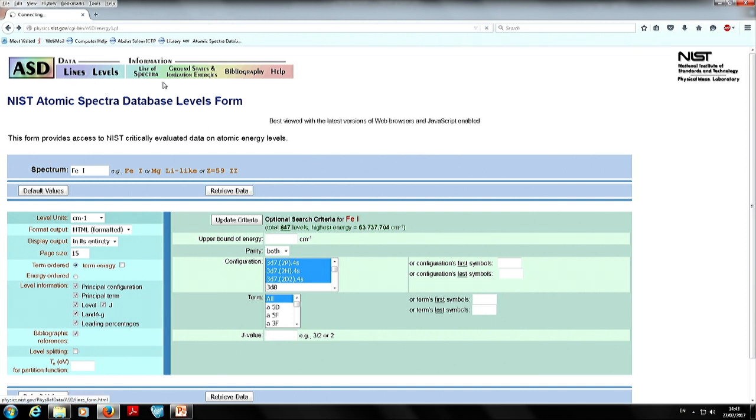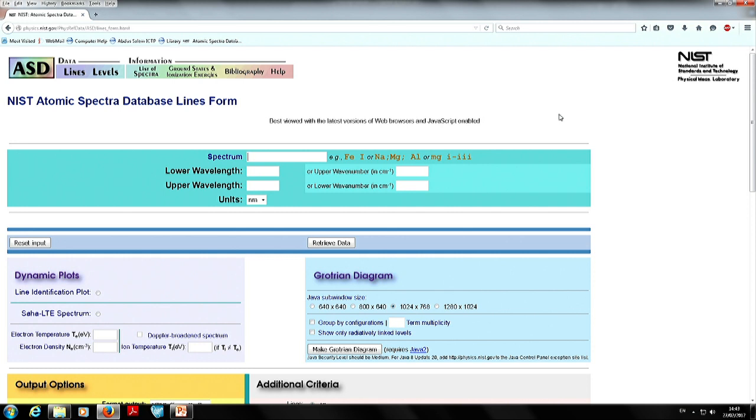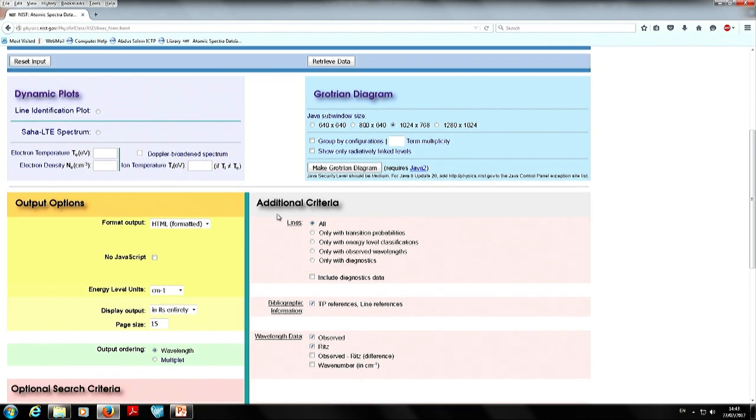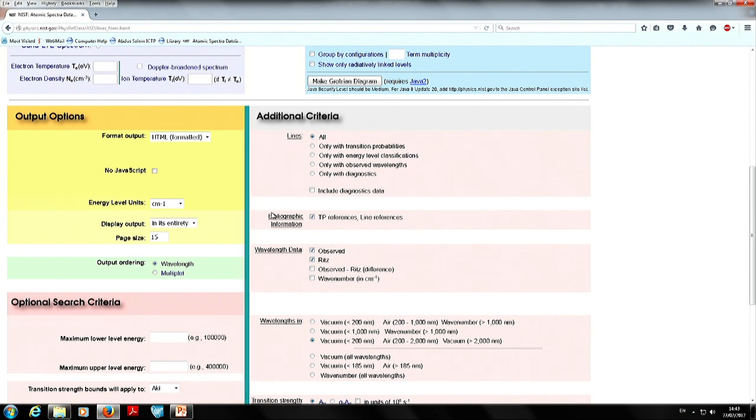Now, going to the lines, again, here you can enter different requests for one ion or a group of ions, or for instance, all possible spectra within a predefined spectral range. So in addition, you can choose what kind of data you want to get. For instance, everything that we have, or only data where you have transition probabilities for those spectral lines, or only those transitions where we do know upper and lower energy level classifications, only those transitions that were actually observed in the experiment.